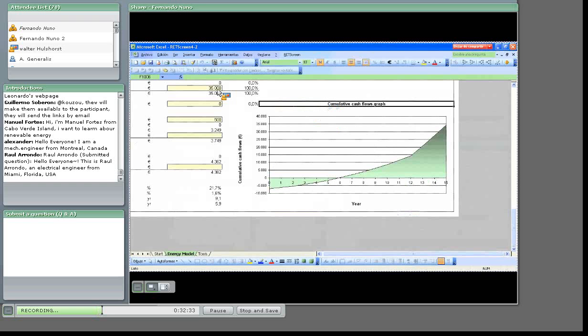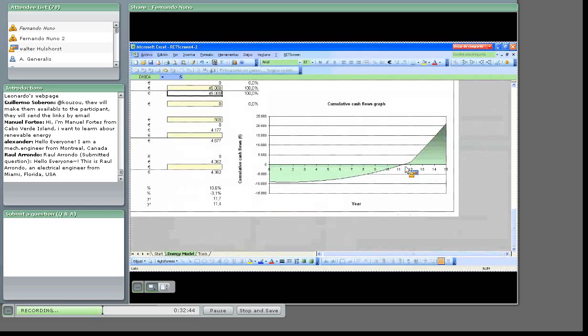Well, it all depends on what's the amount of your investment. If you have to assume the full investment, let's say 45,000 euros, then in this case you start recovering your investment in almost 12 years. So it will be more of a voluntary action if you don't have any other incentive.